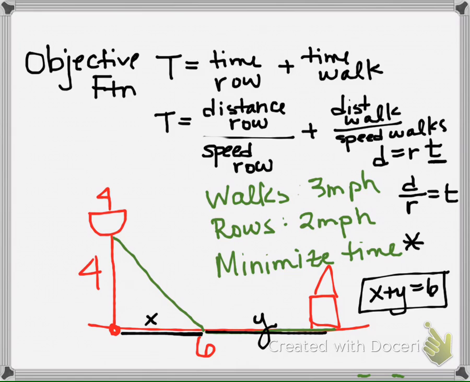And then how are we going to come up with this distance that she rows? Well, if you look at the picture, we can see that that is a right triangle. So we know one side is 4, one side is x. So then our hypotenuse is going to be the square root of 4 squared plus x squared. So the distance that she rows is the square root of 4 squared plus x squared. The distance she walks is y, and x plus y equals 6. So let's start putting this all together.